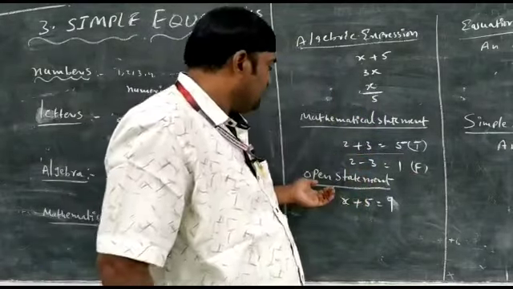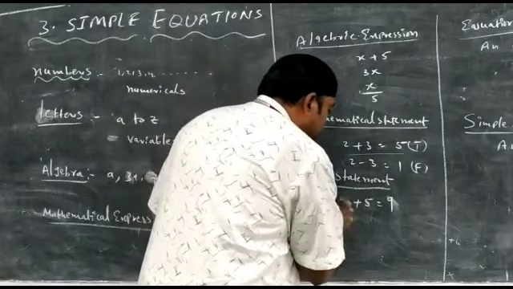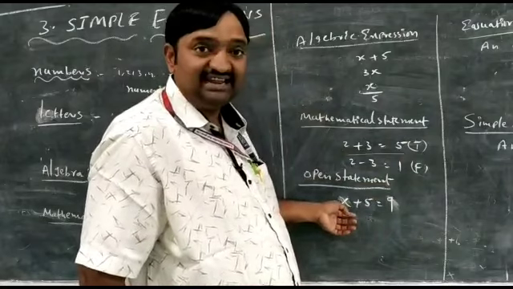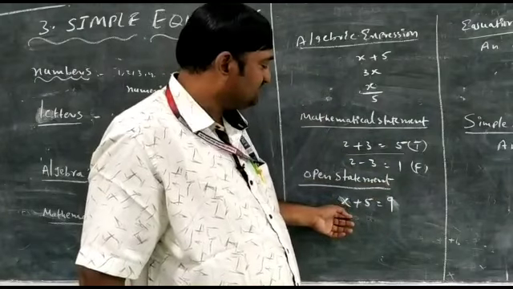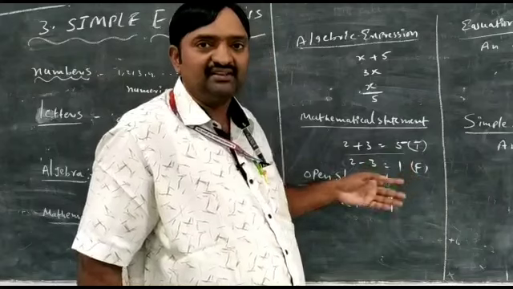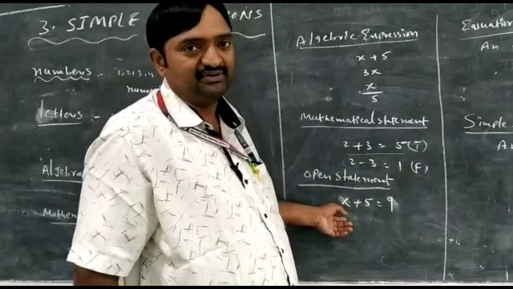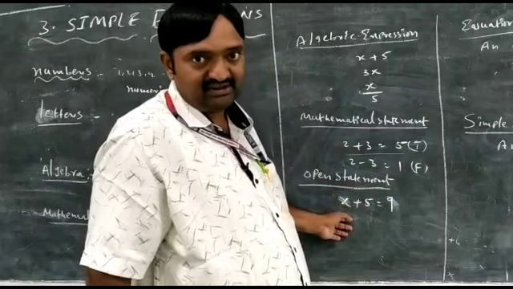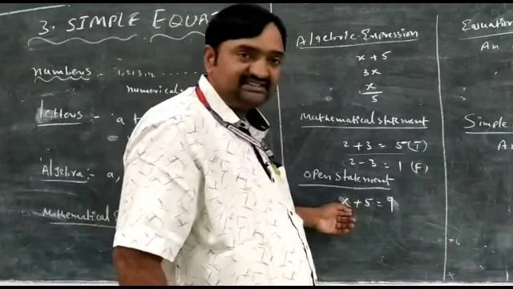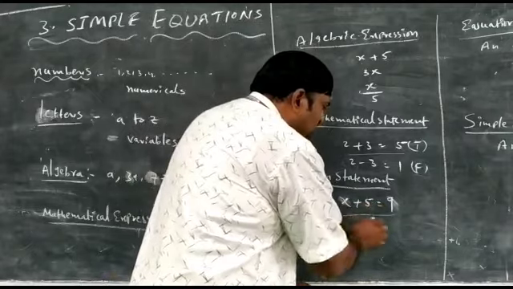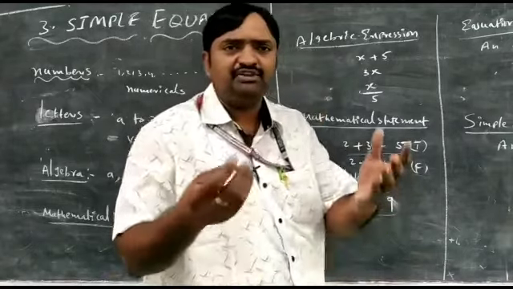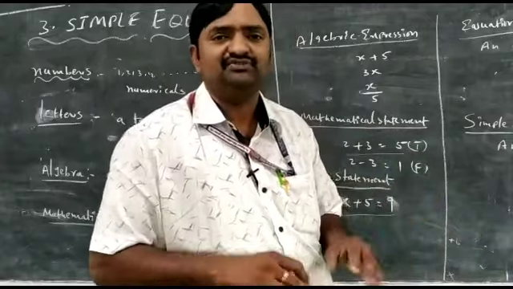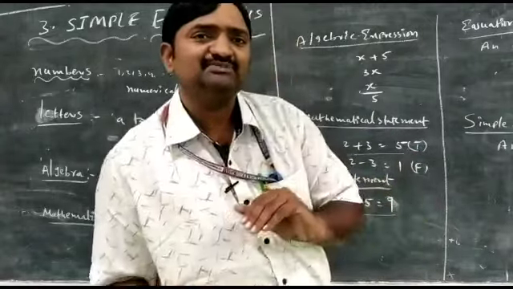And in this, see here: x plus 5 equal to 9. Here also there is a statement, but here letters are there. This is called an open statement. What statement? Open statement. In an open statement, you cannot say true or false. What is an open statement? When we observe an expression, we cannot say true or false. When you say true, it may be false; when you say false, it may be true.